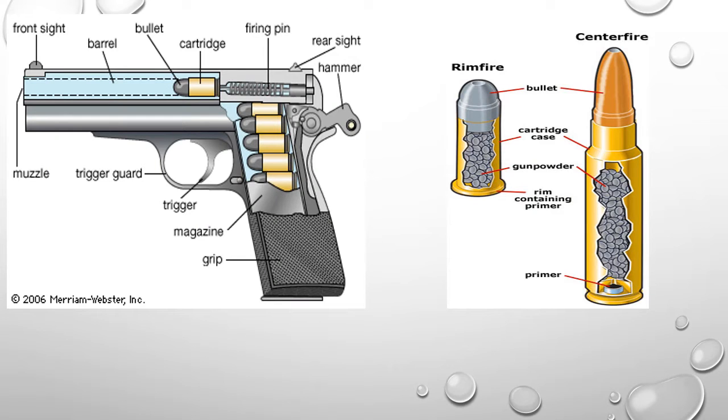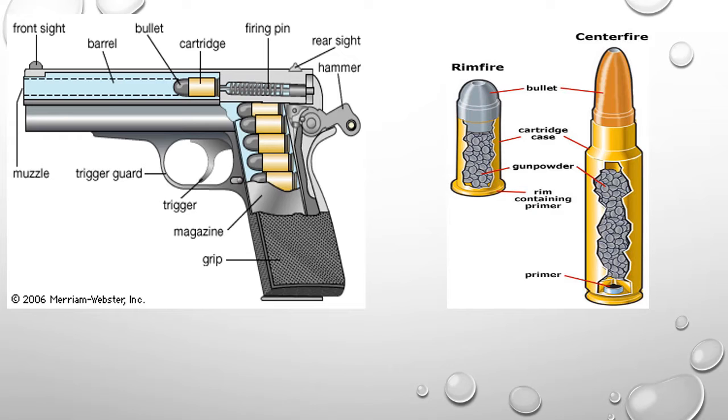Here is the structure of the gun and the cartridge. First observe the cartridge in the second picture. The cartridge contains bullet, cartridge case, gunpowder and primer within it. In the first picture you can observe the structure of the gun.